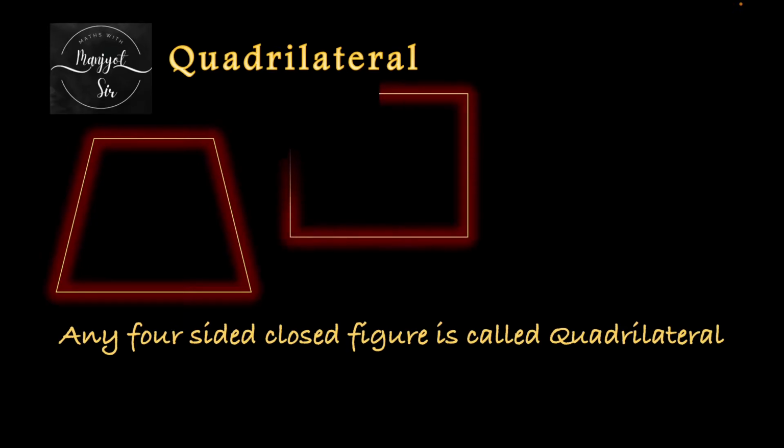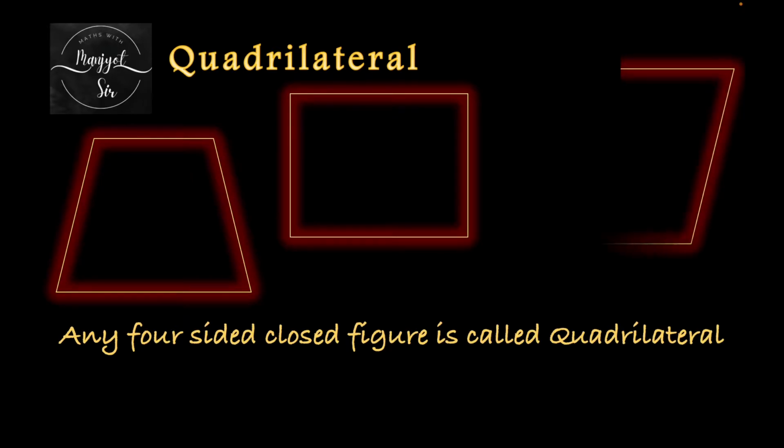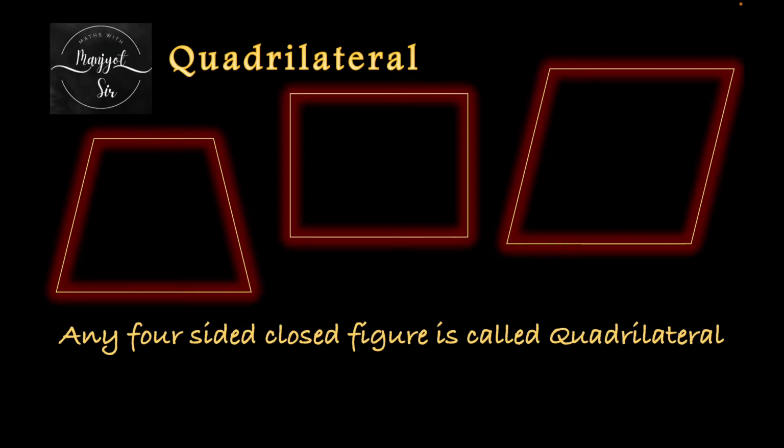Similarly, if you observe here, this is also a geometrical figure with four sides and it is closely packed, so this is also a quadrilateral. Similarly, I have drawn one more quadrilateral over here with four sides and it is closely packed. So any geometrical figure which has four sides and is closely packed is called a quadrilateral. Remember, this is very important. Now let's understand quadrilateral in more detail.